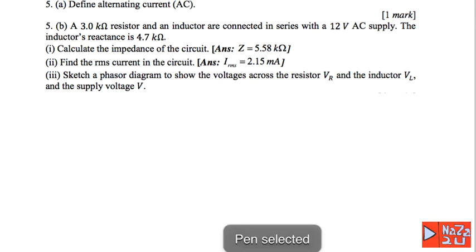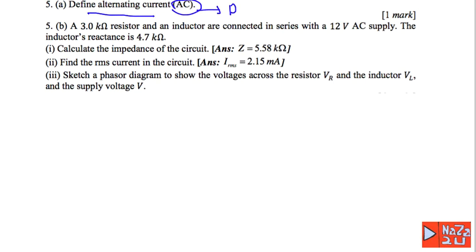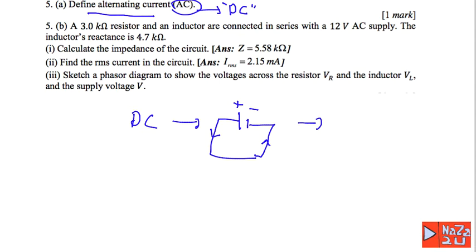Question number 5. Define alternating current. Alternating current, AC. If you define alternating current, you can compare it to DC current. If you have a battery, and this is positive, this is negative, meaning the current flows from positive to negative. But if you have AC, or alternating current, this is the symbol for the DC.